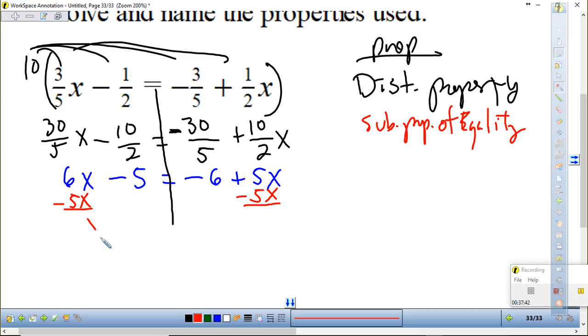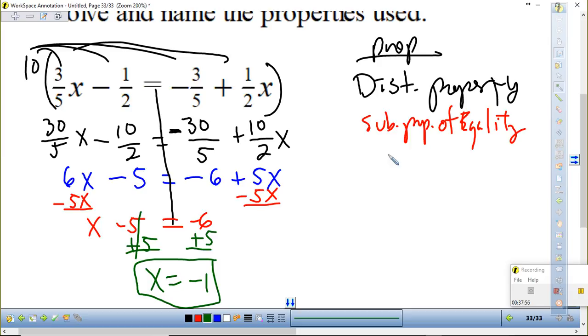All right, so this is x minus 5 equals negative 6. What's my next step? Add 5, add 5. So x equals negative 1. Don't forget the property, which is addition property of equality. Does it say to check and to graph? No. Do we need another one of these? No. You want another one of those? No.